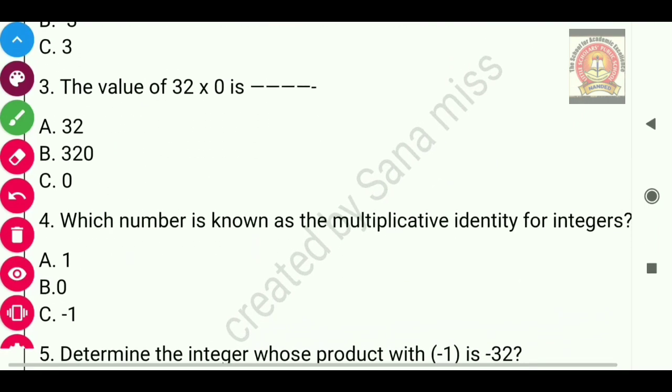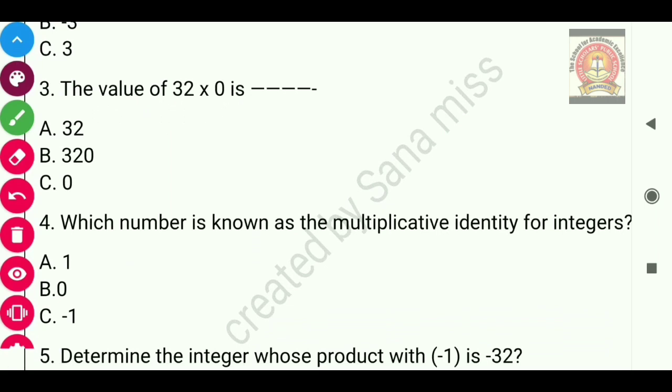Now moving to the next question. Third question, the value of 32 into 0 is. And we have seen the product of any integer with a 0 gives 0. So what's the answer? 0.